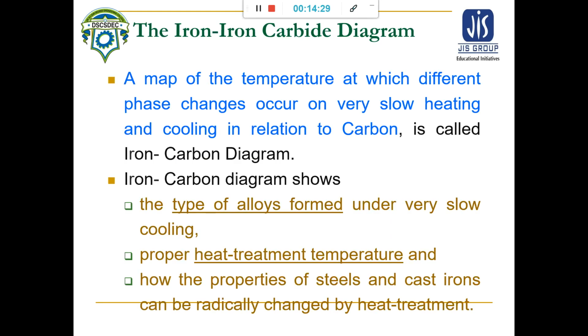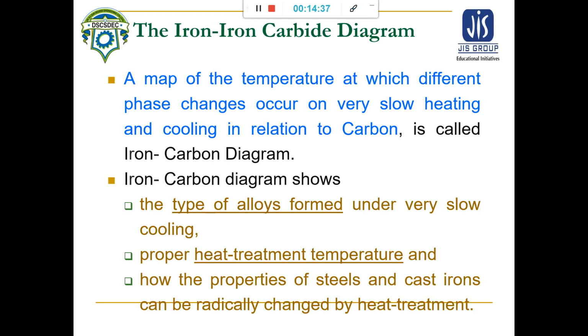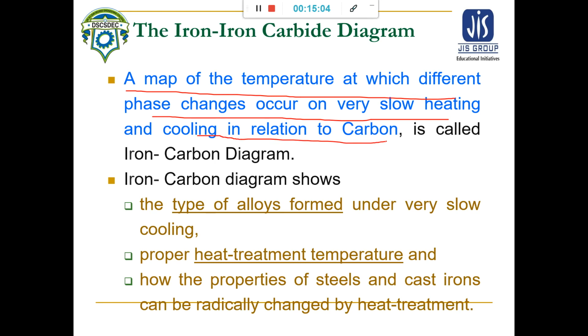So what is the iron carbon diagram? Keeping the idea of these phases in mind, now we can see what the iron carbon diagram is. It's a map of the temperature at which different phase changes occur on very slow heating and cooling of iron in relation to carbon. It is called the iron carbon diagram.